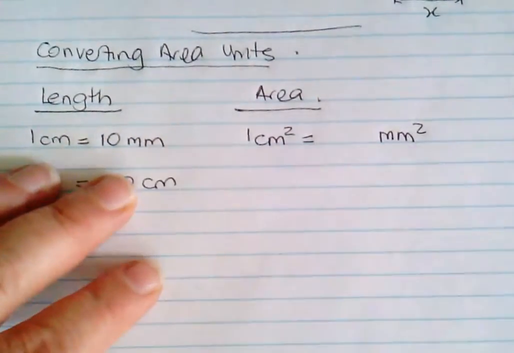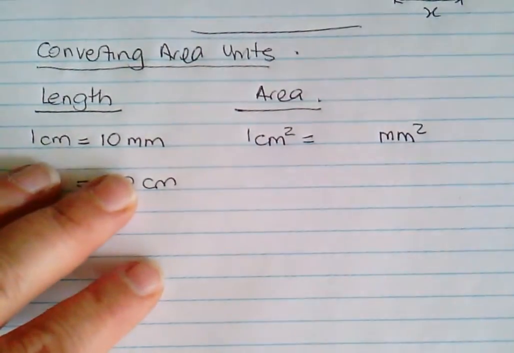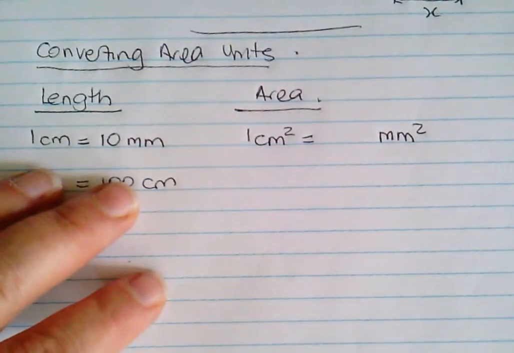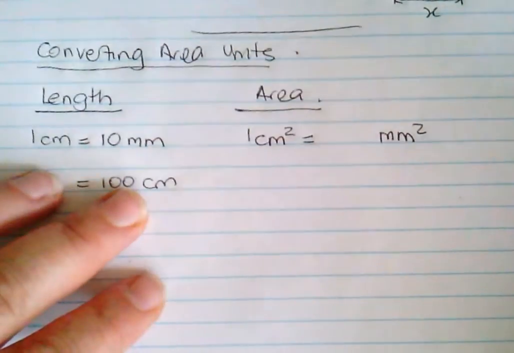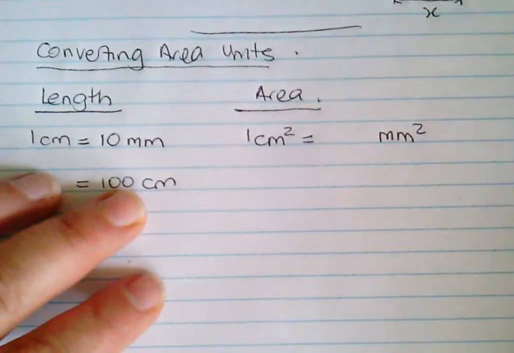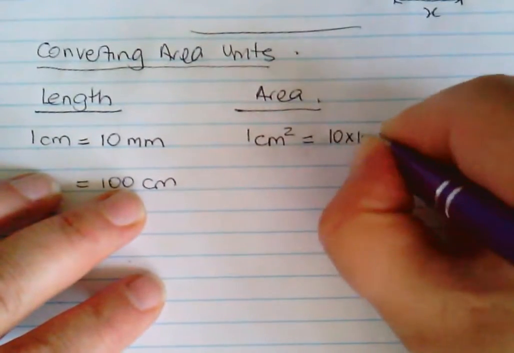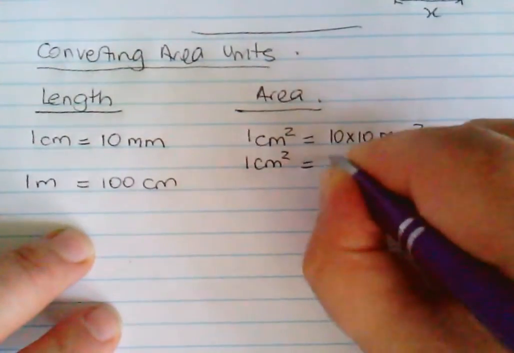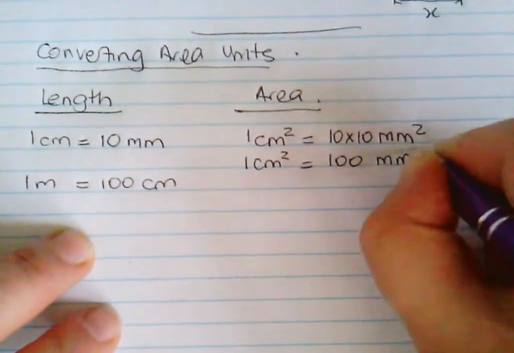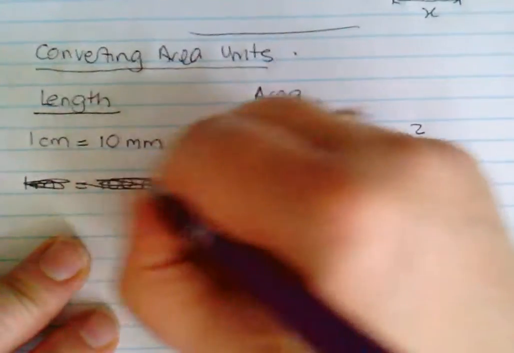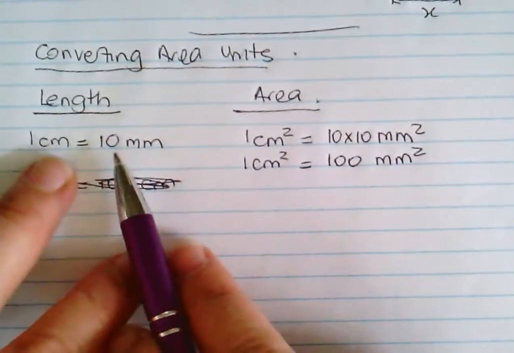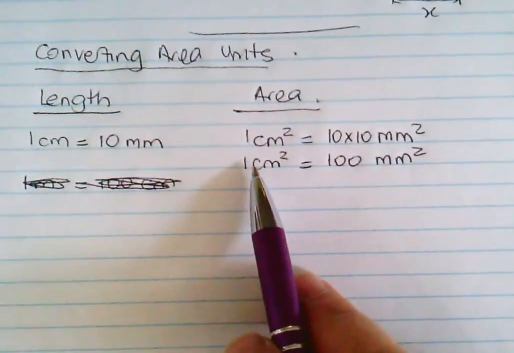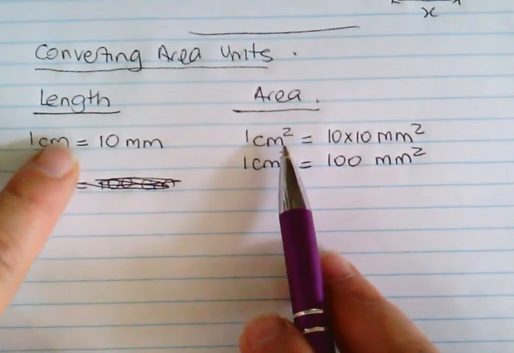You do it twice or you double the zeros. So you either do the conversion twice or you just double the zeros. What would you like to do? The conversion twice? So we go 10 times 10. What's 10 times 10? Yeah, so 1 centimetre squared is 100 millimetres squared. Notice that I'm doing the conversion twice because 1 centimetre squared is a centimetre times a centimetre.